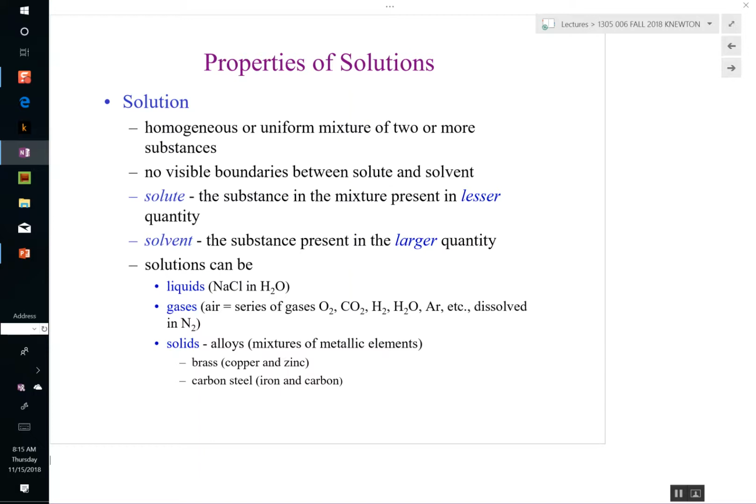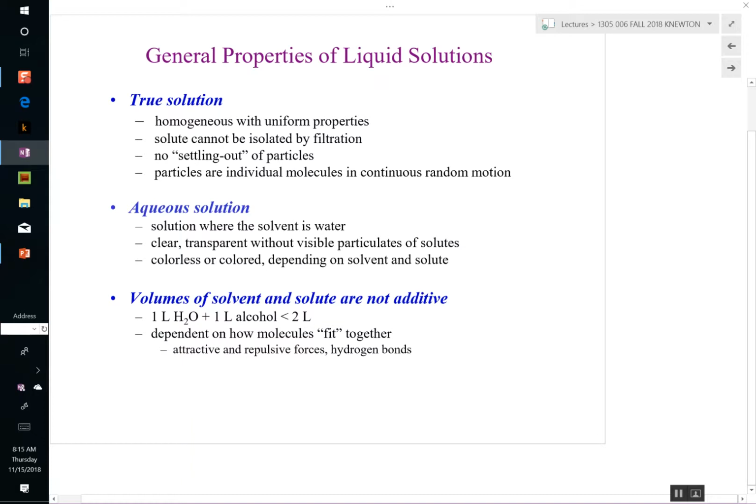If you would take a little sample out of that tanker and analyze it, it would match the composition of the whole tanker. That's the beauty of a homogeneous solution, that you can sample it anywhere and it represents the entire solution. So true solutions are homogeneous with uniform properties. Aqueous solutions, they're water-based.